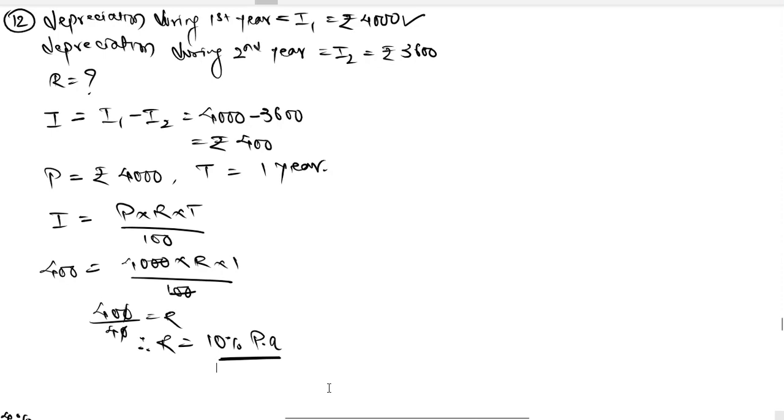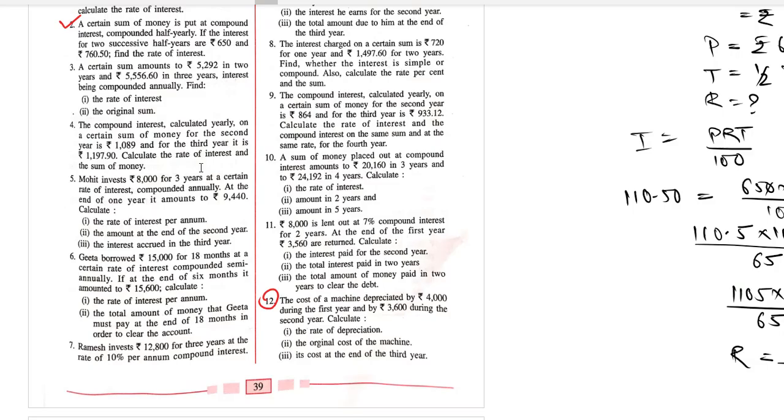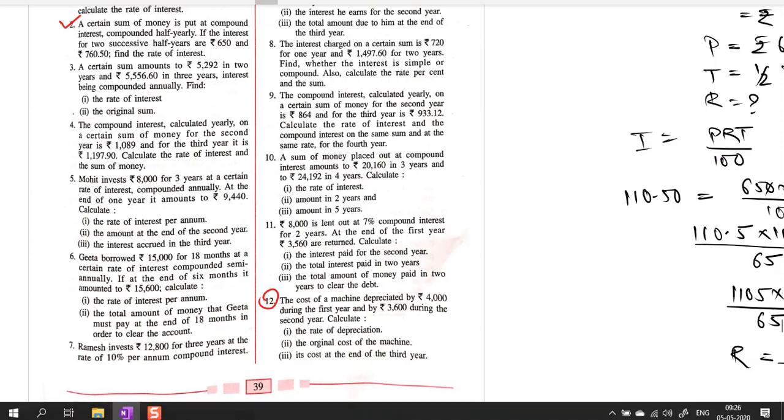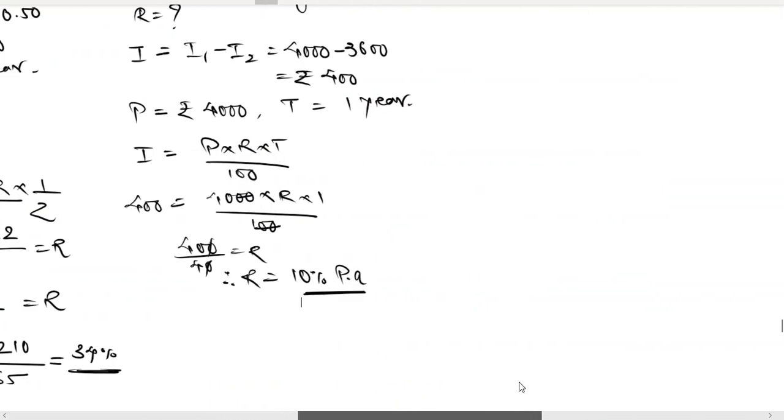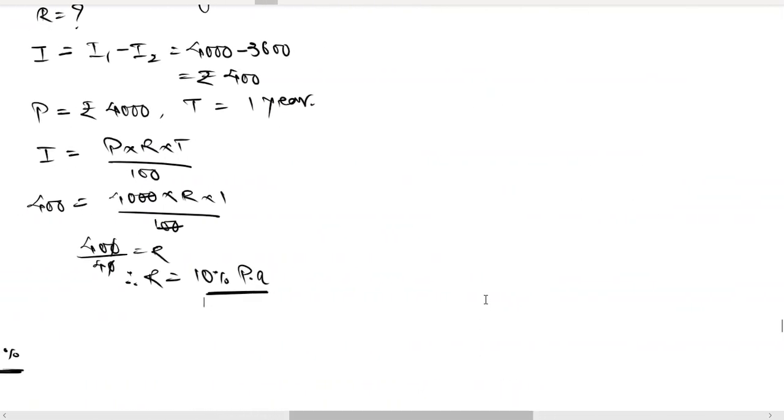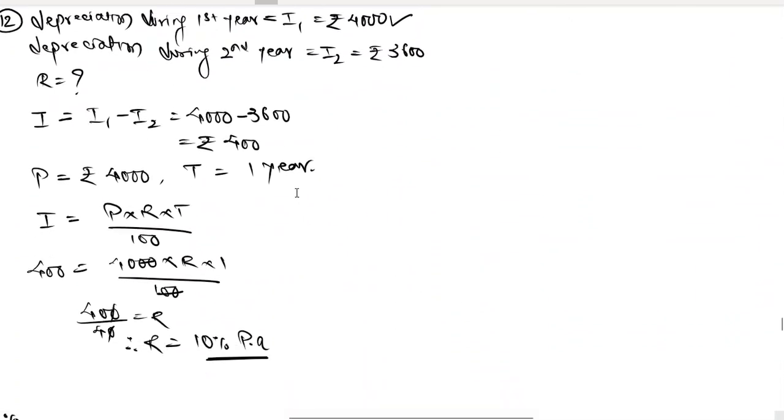Okay, now let's check what has to be found next. Next you have to find the original cost of the machine and its cost at the end of 3rd year. Okay, original cost of the machine. We have got the rate and depreciation during the 1st year also, so we can find the original cost of the machine. This is the second part of the question.